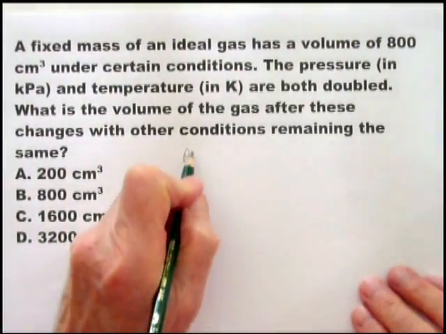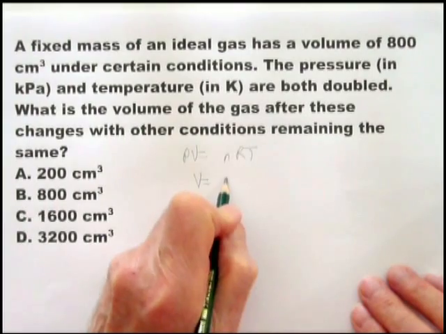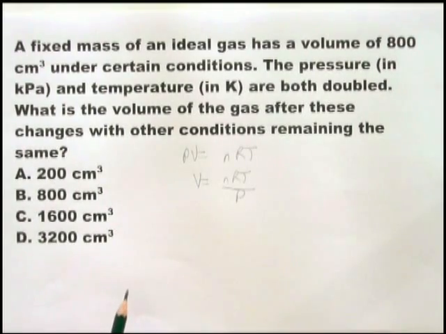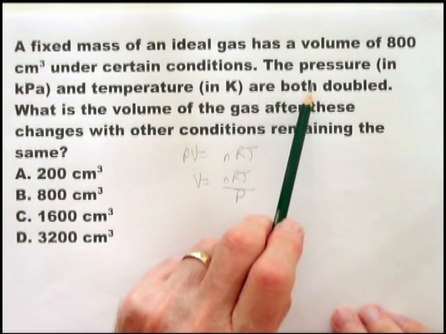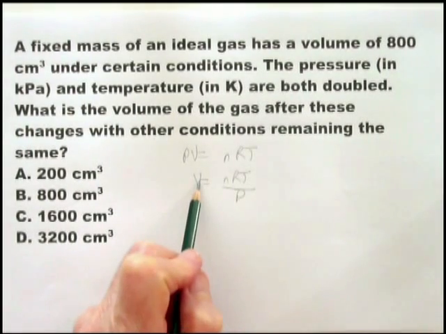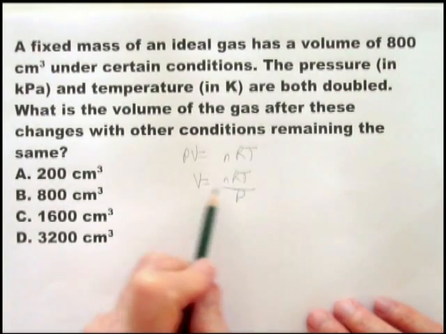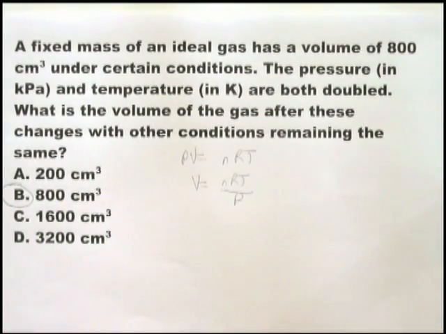Oh, another one. PV equals nRT. V equals nRT over P. So, what are we doing? Pressure is doubled, so that halves the volume. Temperature doubled, so it doubles the volume. So you go back to where you started with.